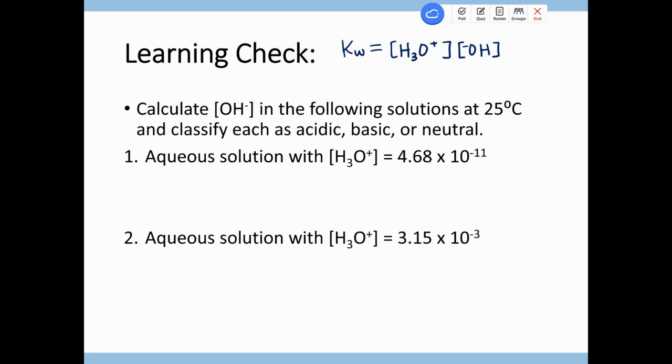If you're not sure where to start, take a look at that equation at the top here. The Kw value is given. You don't need it for this exam, but for future exams, that's on the equation sheet: 1.0 times 10 to the negative 14. You also have H3O plus concentration for that solution, so you just need to solve for OH minus concentration.